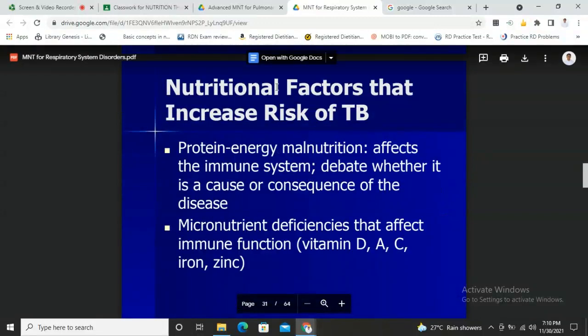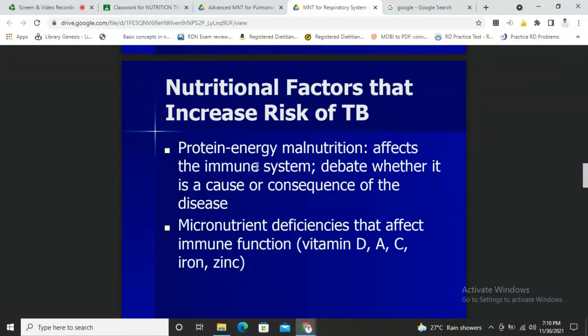These are the nutritional factors that increase the risk of TB. Of course, that's malnutrition or decreased protein intake or decreased energy intake. And that would put the individual vulnerable to infections because they are immunocompromised due to the presence of malnutrition. Okay? There is a debate whether it is a cause or consequence of the disease, but I think it's both the cause and the consequence of the disease.